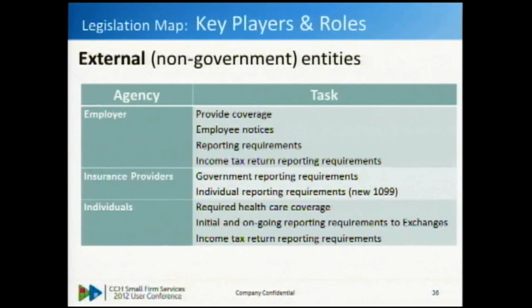Insurance providers have new reporting requirements, government reporting requirements as well as reporting requirements to individuals. That has never happened before, in the form of a new 1099. And individuals are the ones required to have health care coverage, as well as ongoing reporting requirements to the exchanges. We'll talk about that because this is a key point for many taxpayers to be aware of that they are not currently aware of, and they're going to have their income tax reporting requirements.